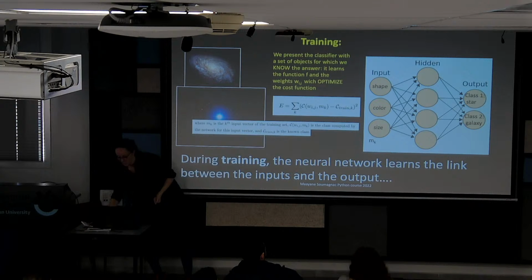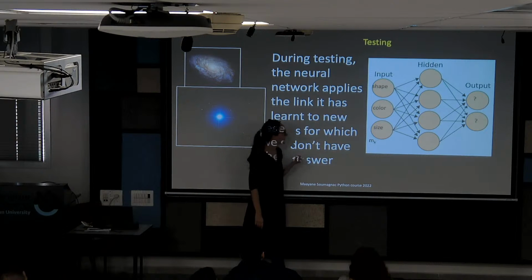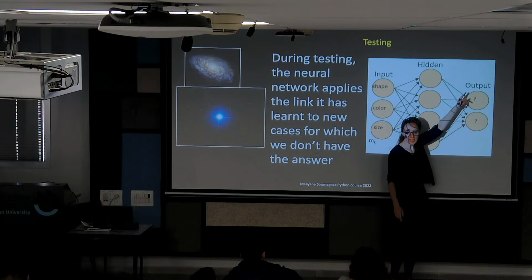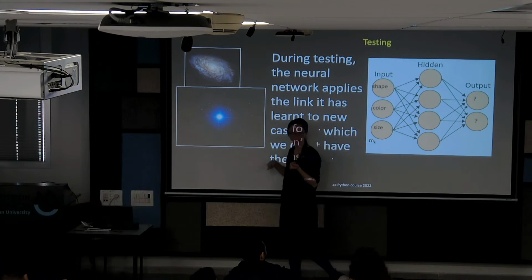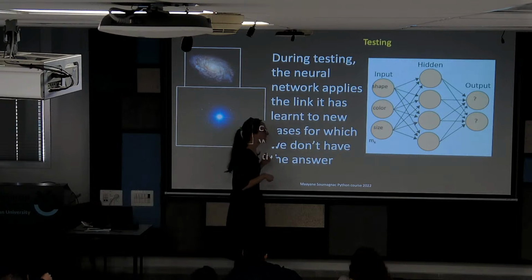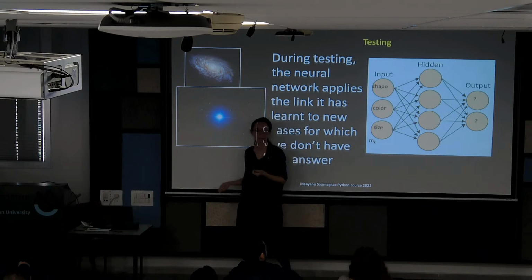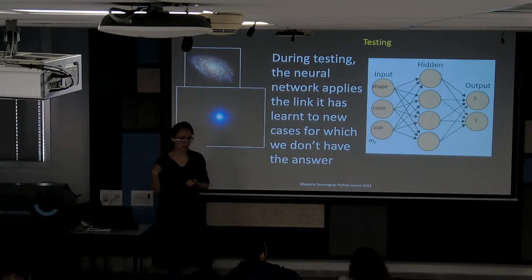Then I can give it some cases. This is what we call the testing phase, where I'm giving it cases where I don't know the answer. I don't know the answer, but I taught it on other cases what the link is between the color and the answer. I taught it what the link is between the shape and the answer, okay? So now I can give it some images where I don't know the answer, and it will apply the same function that it learned on those cases and give me the right answer. Okay? This is the basic idea.